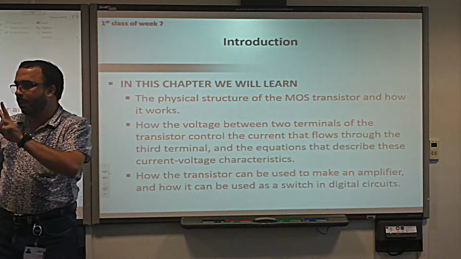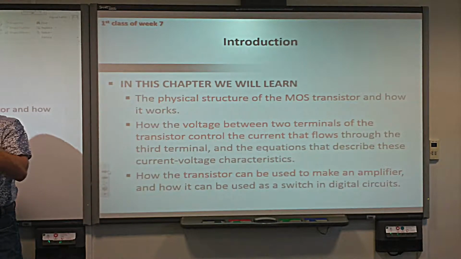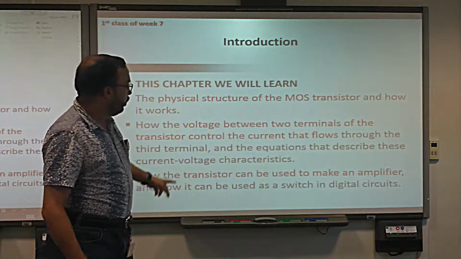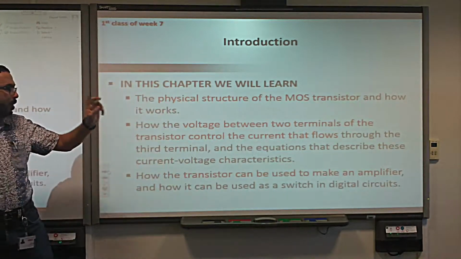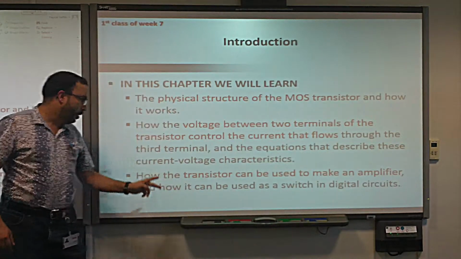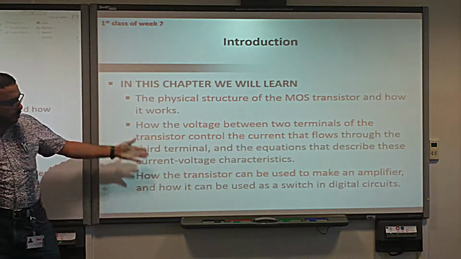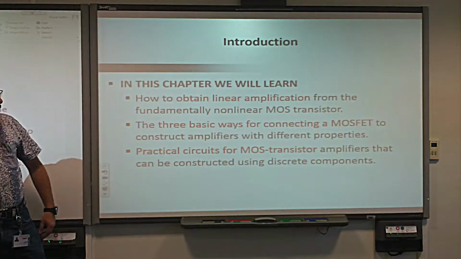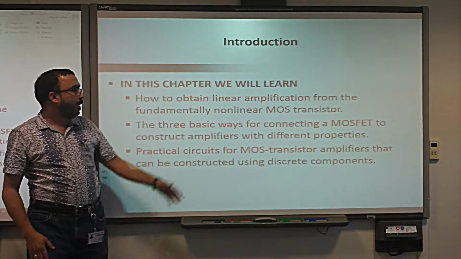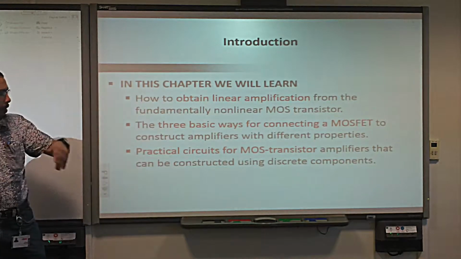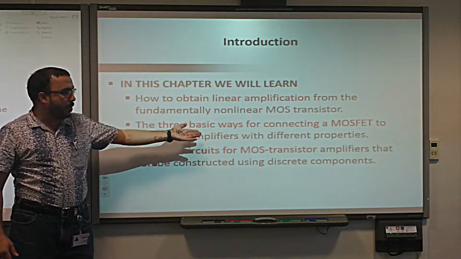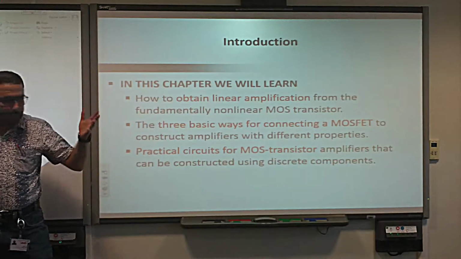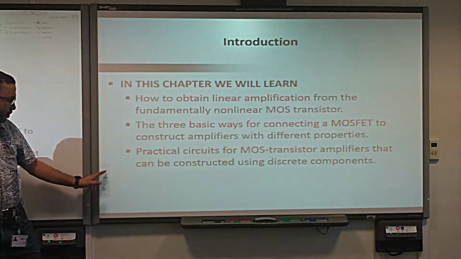The diode has two terminals, yes or no? Yes. What are they? Cathode, anode. This guy has 3. We'll see what their names are. So, 1 terminal voltage will control the other 2 terminal current, okay? And then we'll talk about the application of these transistors in many domains, and how to get linear amplification, and the basic way of building an amplifier based on this MOSFET, and the practical applications of the MOSFETs.